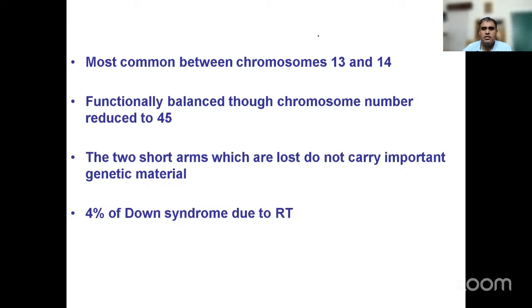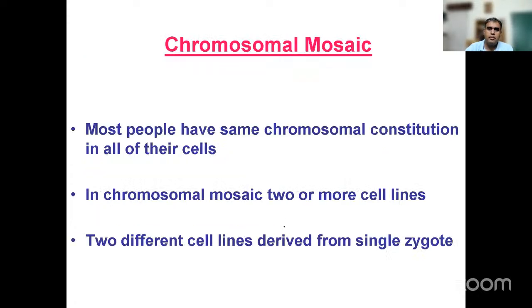Most commonly occurs between chromosomes 13 and 14, functionally balanced, with the chromosome number reduced to 45. 4% of Down syndrome cases are due to RT, the Robertsonian translocation.